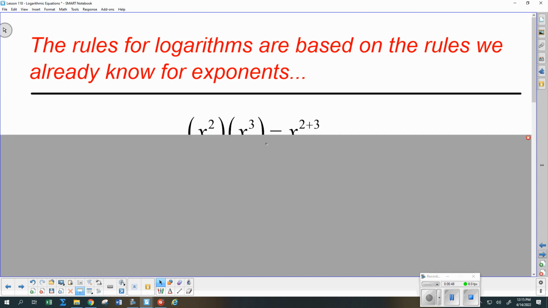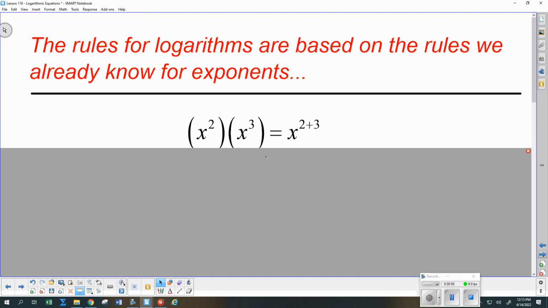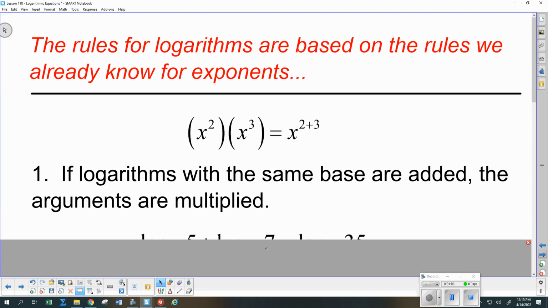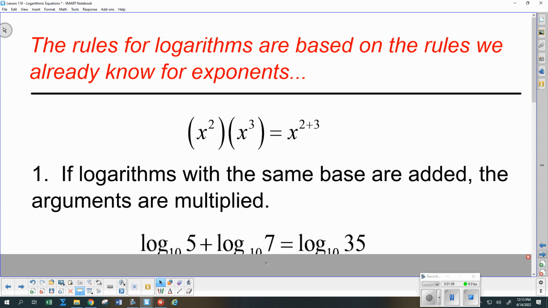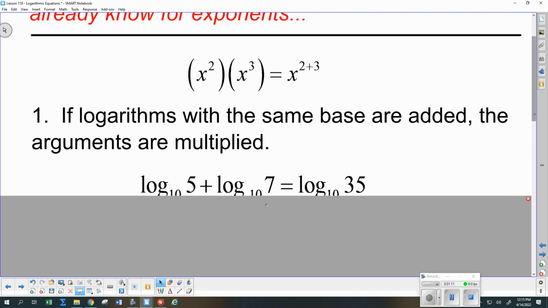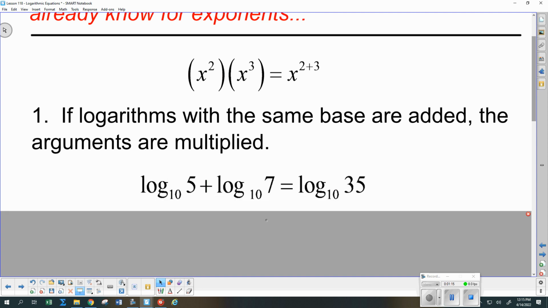So we know if we have something like this, x squared times x cubed, we need to add the exponents. If the log is the exponent, this means we are adding the logs because we are adding the exponents. So if we have two logs that we are adding, that came from multiplying the whole original argument.